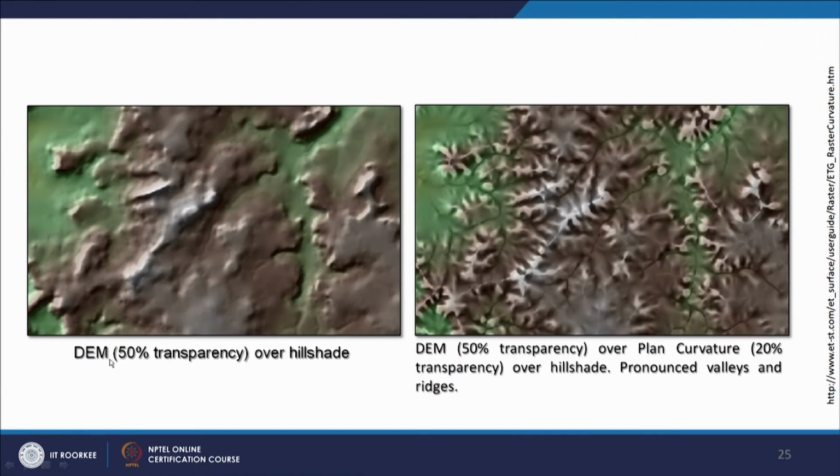So, this is a 50% transparent DEM over a hillshade, and this is the same DEM over a plan curvature with 20% transparency. So, now we have a shaded relief model, plan curvature as well as DEM altogether. One is 50% transparent, another one is 20%, and by this method we can see where the ridges and valleys are. We can very well depict the ridges, like here these bright white areas are depicting the ridges, and these darker areas are depicting the valleys. Likewise these things can be calculated.